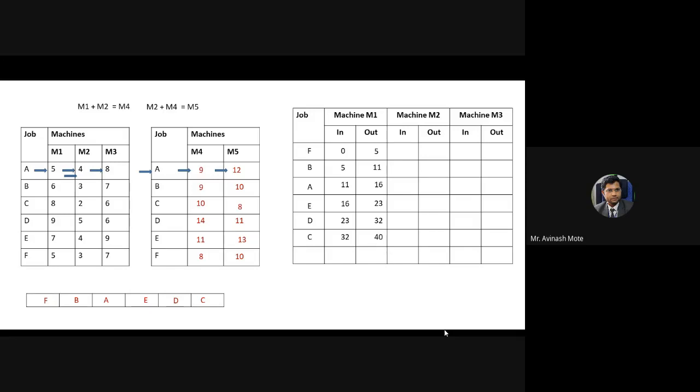Exactly. Okay. Now let's go for machine M2. First job F. At what time will it enter on the M2 machine? Yes, exactly, 5 o'clock. Now processing time of F on M2 is 3. So 5 plus 3, 8.